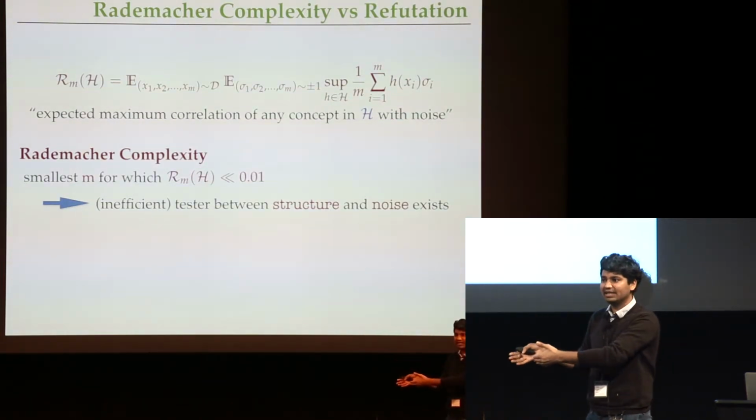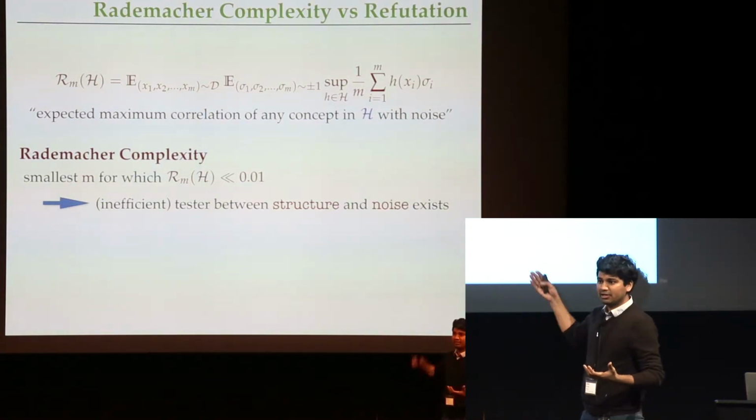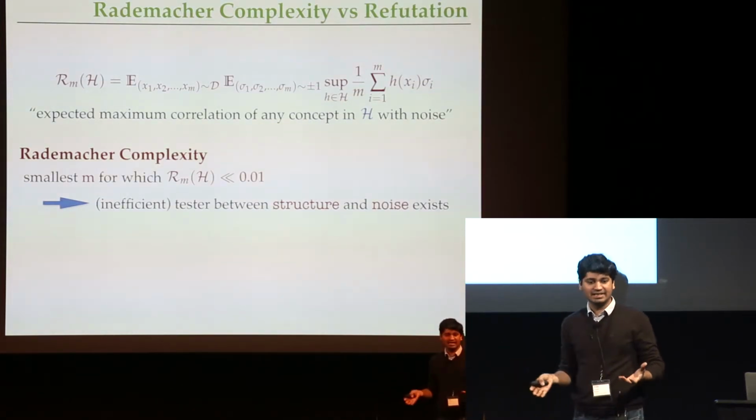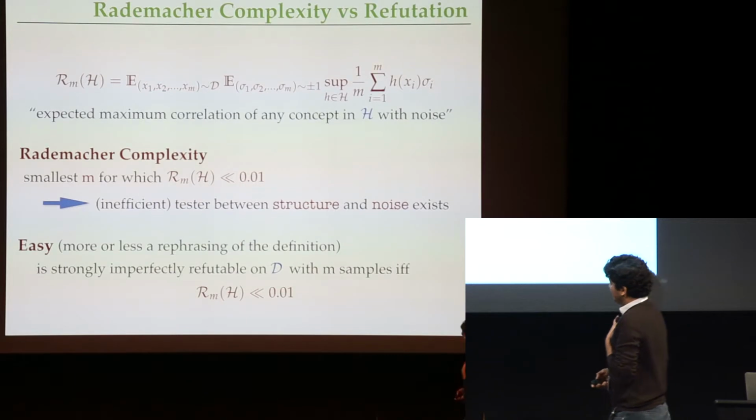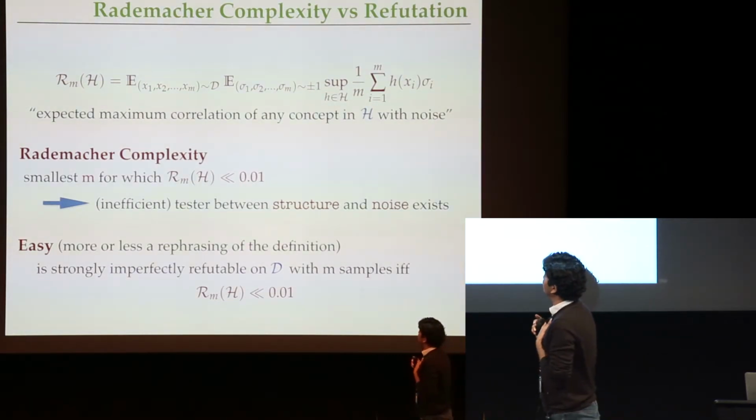Okay? So I want to point out that if you don't care about efficiency, then Rademacher complexity is nothing but basically the analysis of a stupid refuter. Okay? Great. So that's what we already saw.